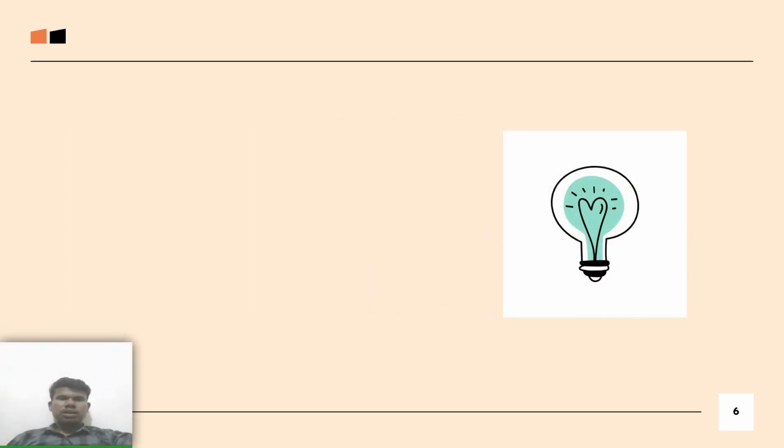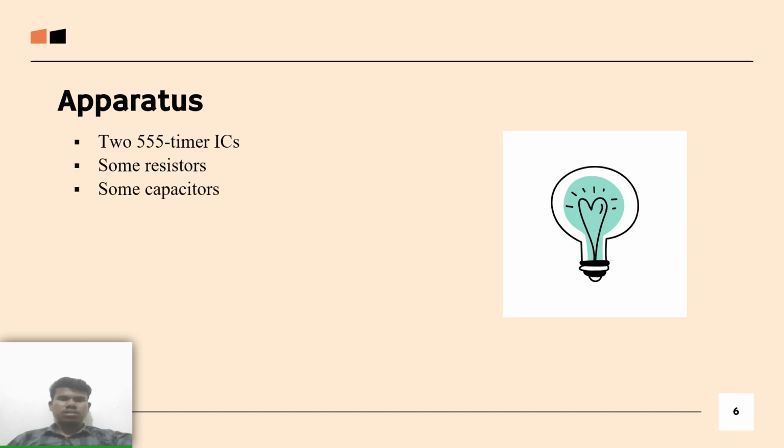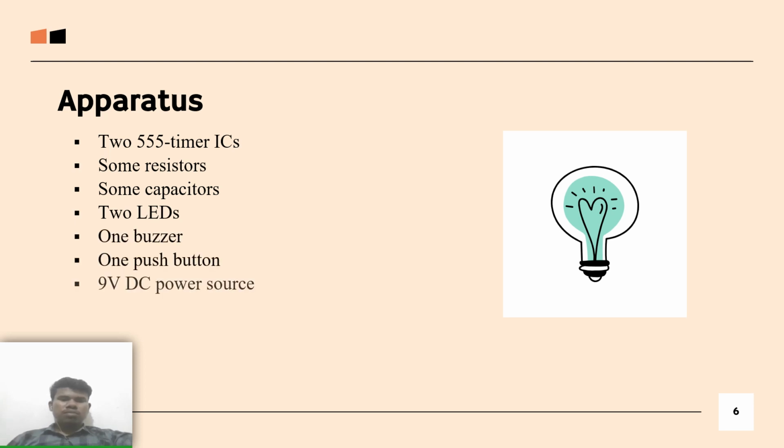Here is the apparatus part. In this project, we have used two 555 timer ICs, some resistors, some capacitors, two LEDs, one buzzer, one push button, a 9-volt DC power source, and some connecting wires.